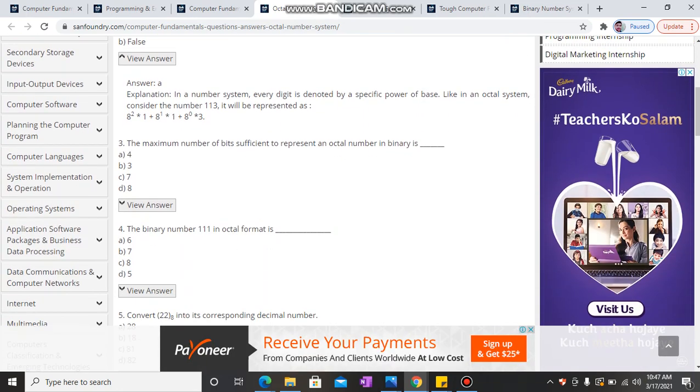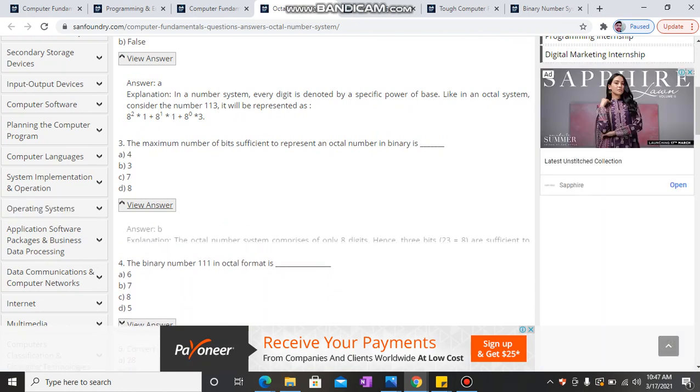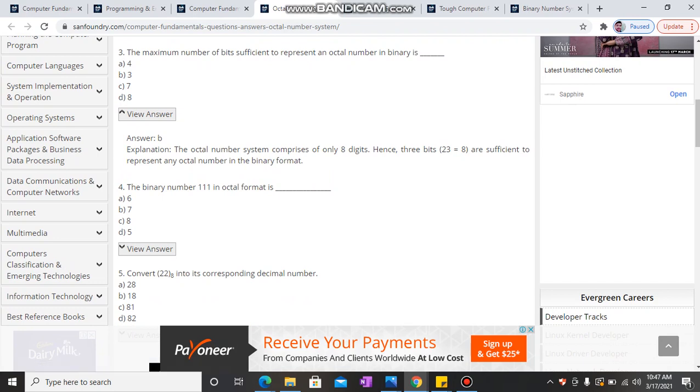I hope it's clear. The maximum number of bits sufficient to represent an Octa number in binary is 3. That's B. The Octa number system comprises 8 digits, hence 3 bits. Like if we make it in 3 bits, 2 to the power 3 equals 8, which is sufficient to represent any Octa number in a binary format. Don't forget, we are talking about binary format. The binary number of 111 in Octa format, that is B.